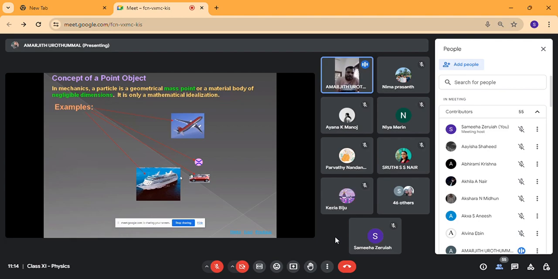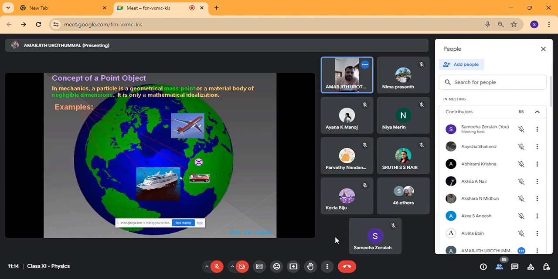Now the best example of a point object. What is that? Earth. It can also be considered as a point object. Clear? When we consider the solar system and all, Earth can be considered as a point object. So this is the concept of point object.